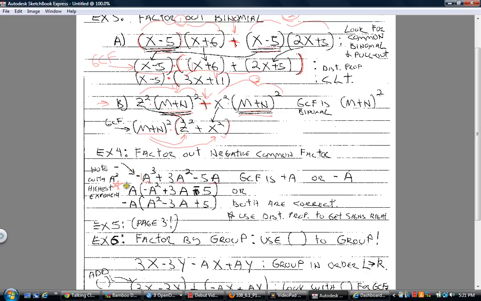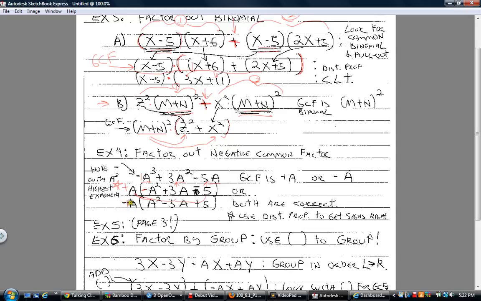If you pull out a positive a, what would you have to multiply by to get a to the third minus a squared? A positive 3a. Again, I'm just doing the reverse distributive property, which produces 3a squared. A times minus 5 produces a minus 5a. Okay, now that's the way they want it, but they just want to show you that if you needed to, you could pull out a negative 1a.